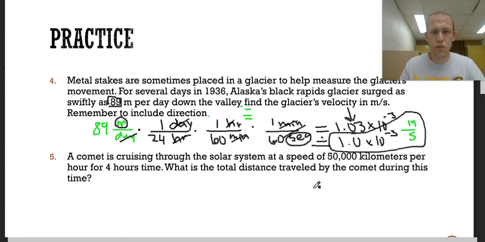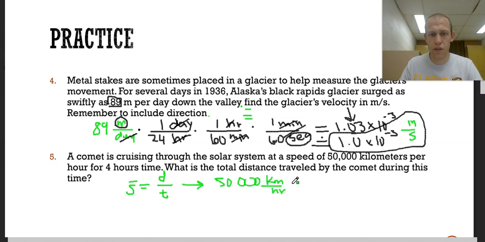All right, a comet is cruising through the solar system at a speed of 50,000 kilometers per hour for 4 hours' time. What is the total distance traveled by the comet during this time? So speed is distance over time. I know what the speed is. It's 50,000 kilometers per hour. It's traveling for 4 hours, so I don't know D, but I do know that the time is 4 hours. And I need to find D, so I just need to move this next to the 50,000, which I can do through multiplication.